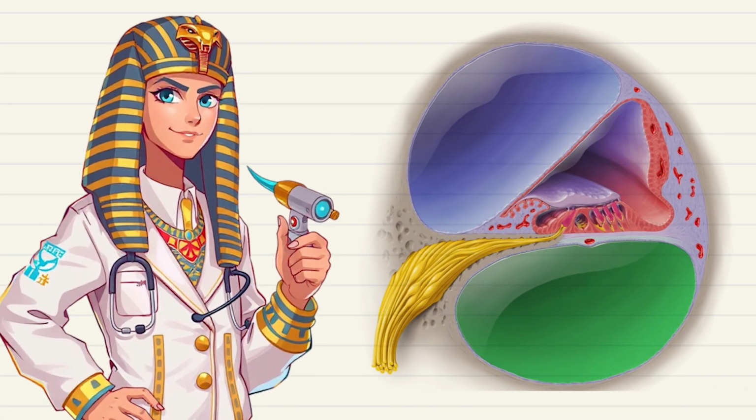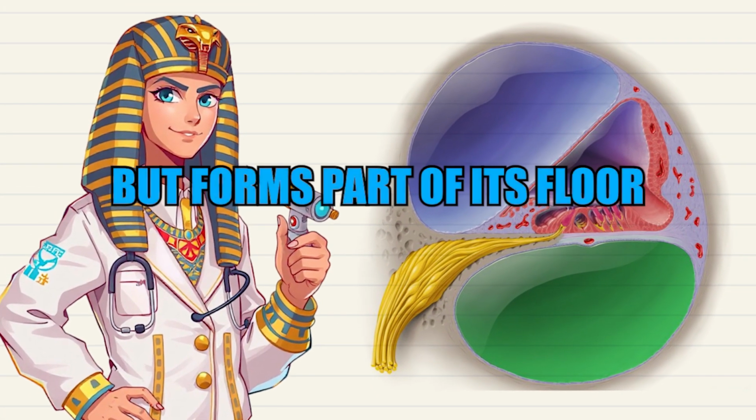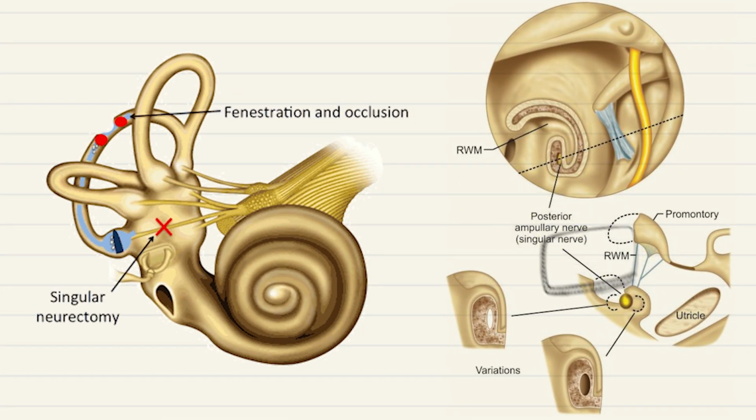Does not lie at the end of the scala tympani, but forms part of its floor. Curves towards the scala tympani of the basal coil of the cochlea, making it concave when viewed from the middle ear. The singular nerve, supplying the ampulla of the posterior SCC, runs 1 mm behind and parallel to the posterior portion of the membrane, serving as a landmark during surgical procedures like singular neurectomy for intractable BPPV.